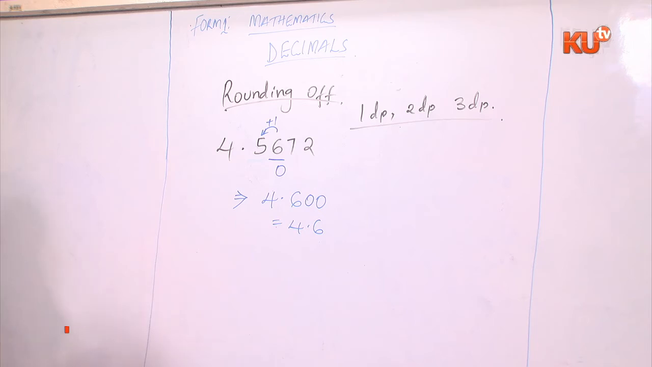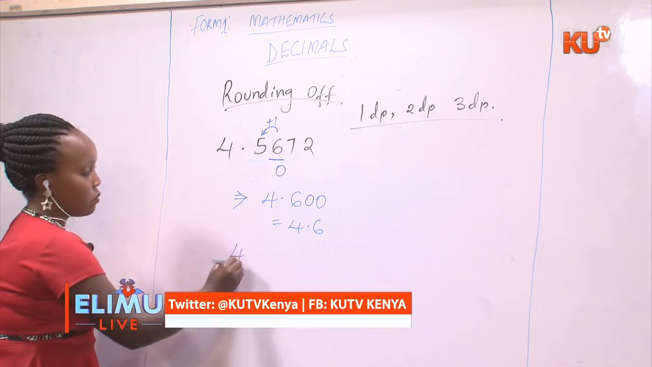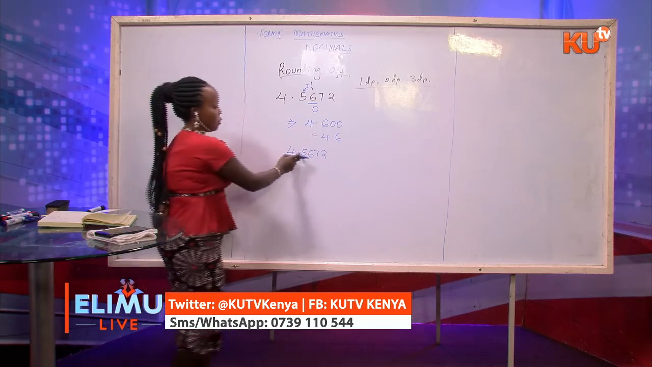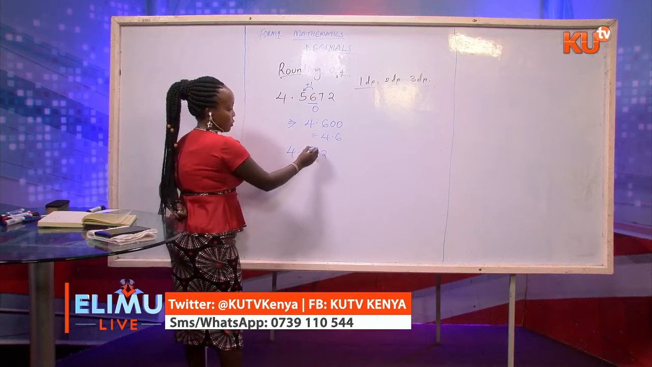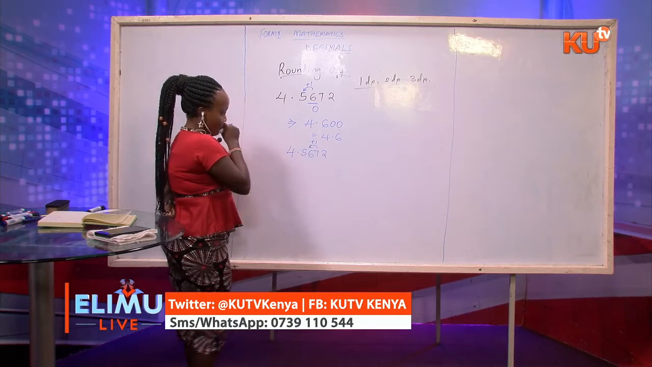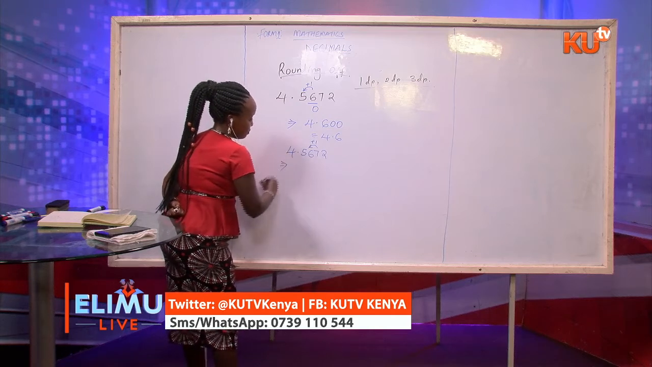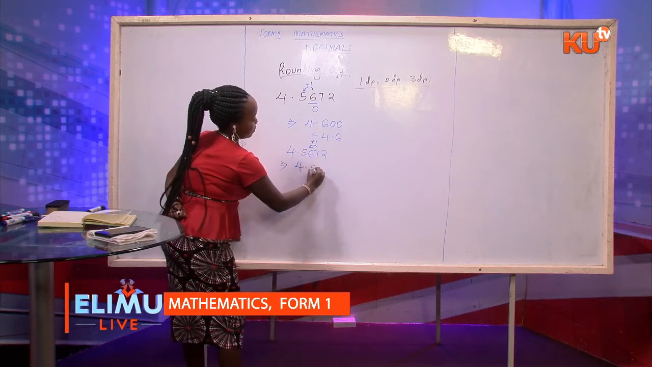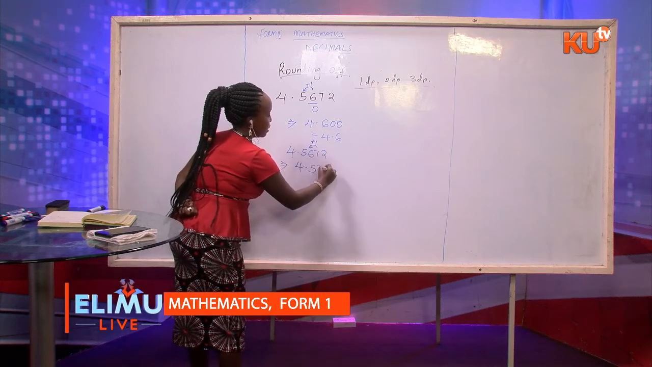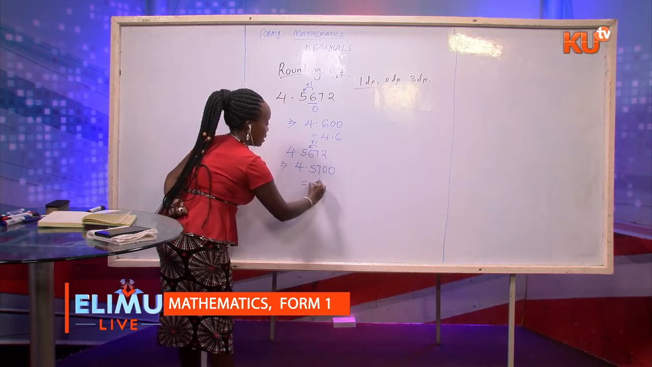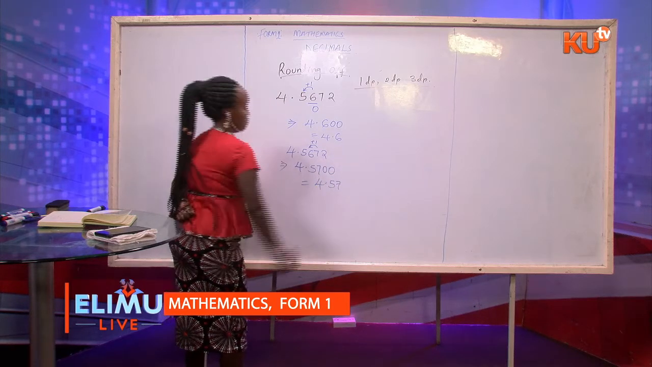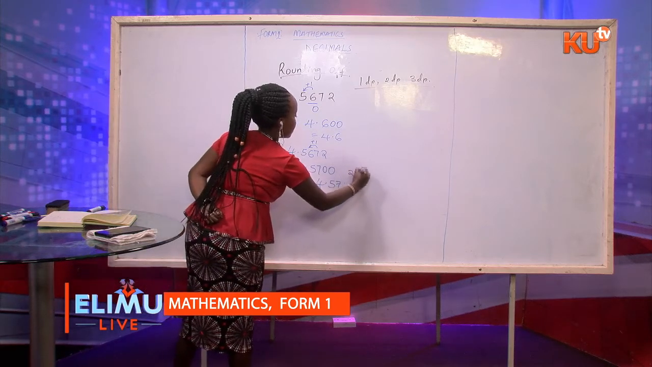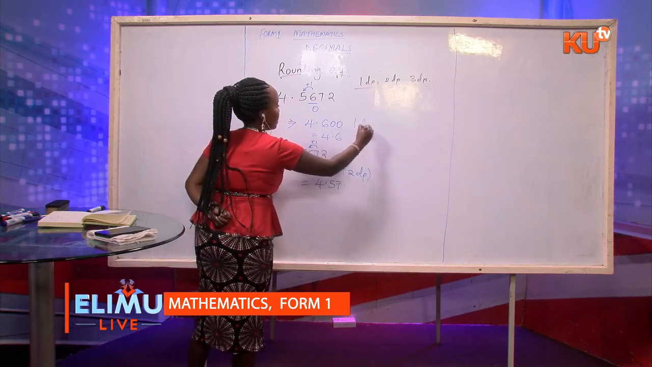So if we have to 2 decimal places, our number is 4.5672. To 2 decimal places, 1, 2, we're going to look at 7. 7 is above 5, as you can see, so we're going to add 1 here again. So we have our number as 4.5, then 6 plus 1, this will be 7. Then the other digits will be 0. So this one will be the same as 4.57. This was to 2 decimal places. This was to 1 decimal place.